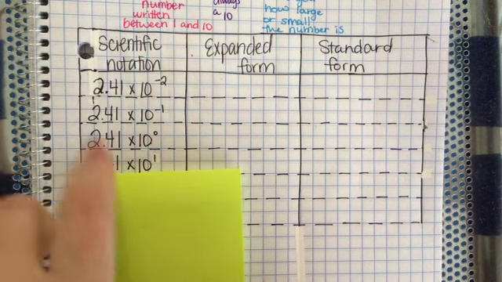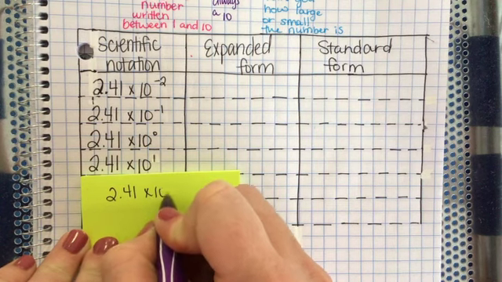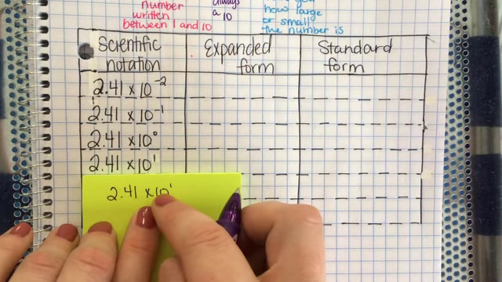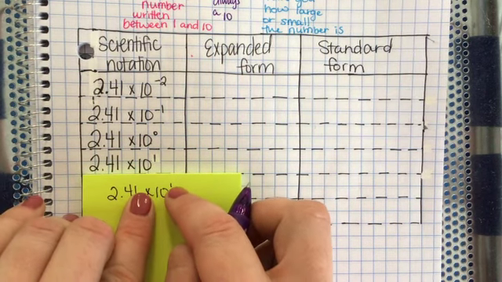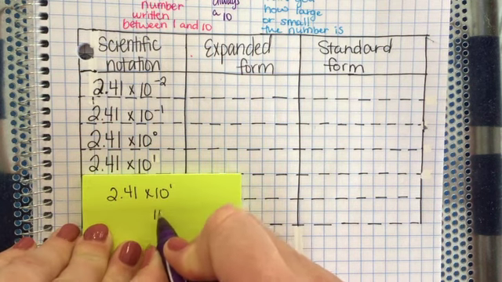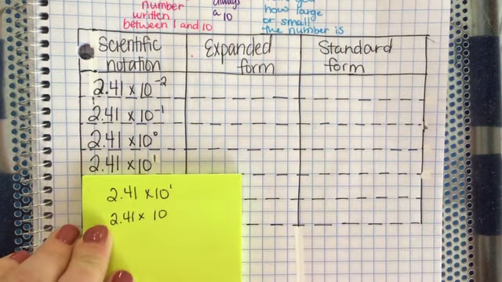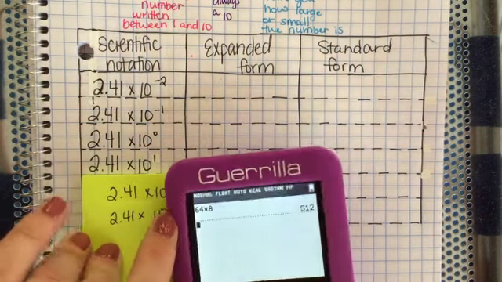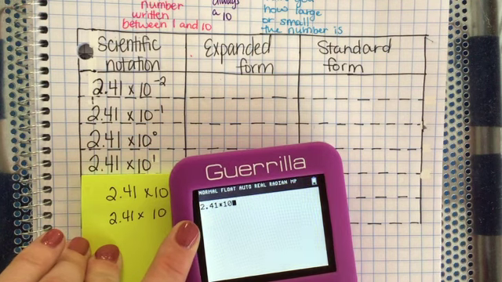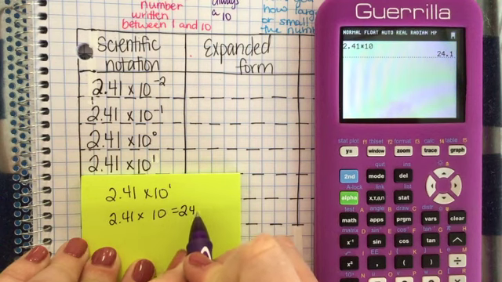I'm going to get a post-it to talk about a few things. So 2.41 times 10 to the first, and don't write this in your notebook, this is just a side note. Anything raised to the first power just means I have 10, so it would just be 2.41 times 10. Well, remember, when you multiply, you can do it in a calculator or by hand if you want, and it is 24.1. So equals 24.1.